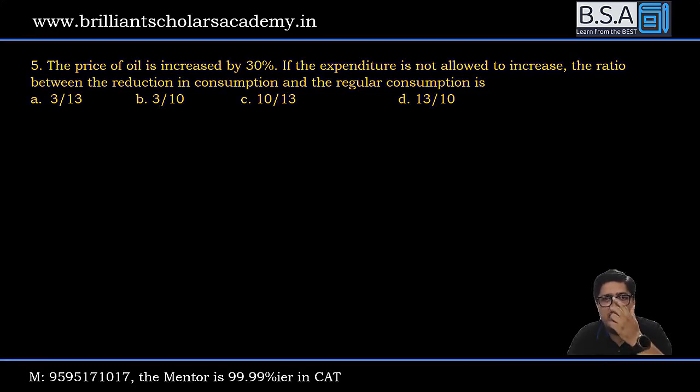Price of oil is increased by 30%. If expenditure is not allowed to increase, the ratio between reduction in consumption and regular consumption is. Be careful how the word play is going on. See how the language is framed there. Then solve.